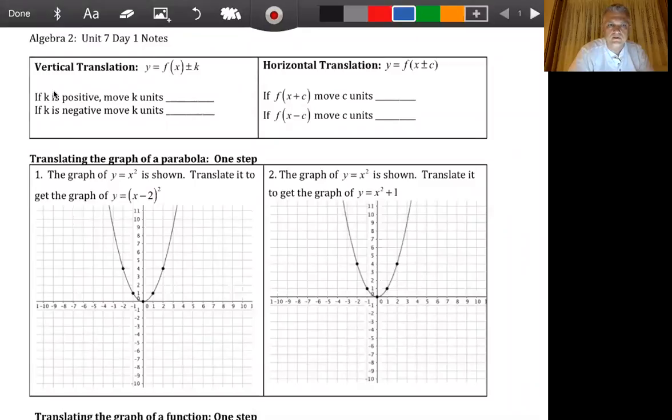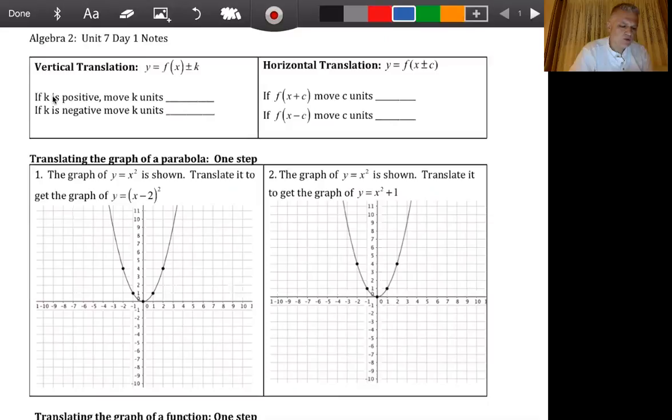Unit 7, Day 1 notes. We're going to start looking at how to translate or slide left, right, up, or down any function that we have. Even in Algebra 1, if we had a line and wanted to slide it up or down, left or right, we could do something to the equation to make the graph simply translate or slide in one direction. So let's take a look at that right now.